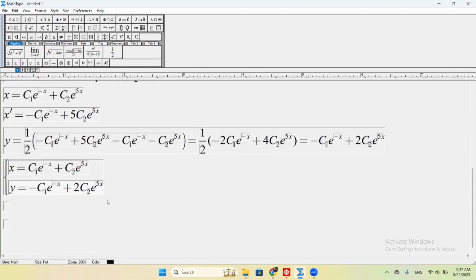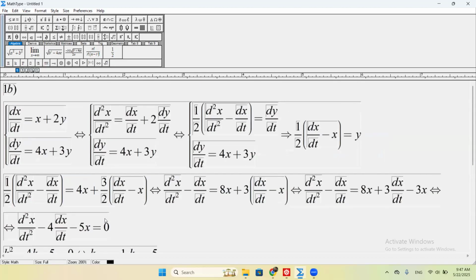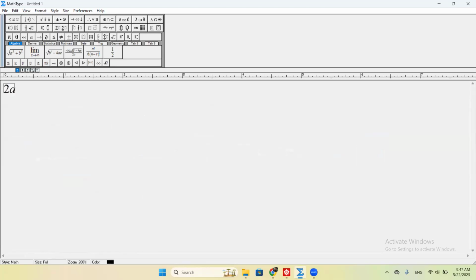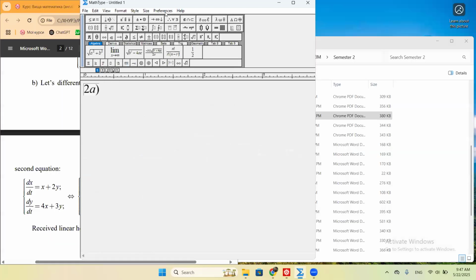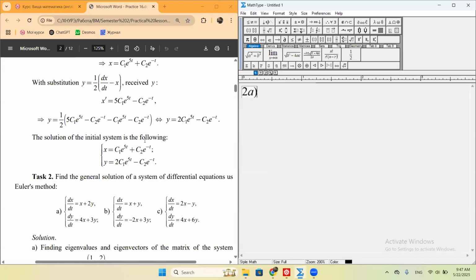Any questions about this exercise? Okay, no questions. So now let's move to the second exercise, 2a. So now we will find the general solution of a system of differential equations using Euler's method.